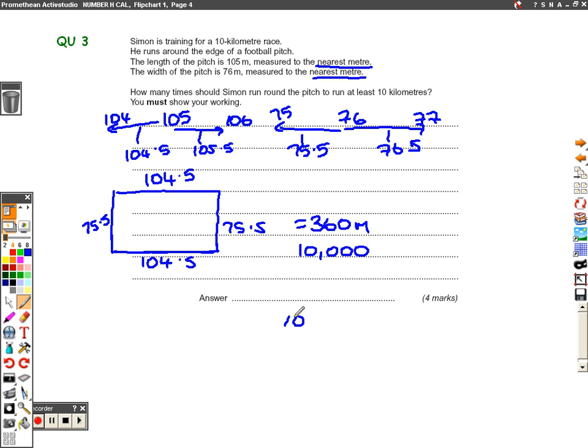Because 1 kilometre is 1,000 metres, we want 10,000 metres. Divide it by 360, which gives you 27.777, and it goes on and on. Now, if we just did 27, that wouldn't get us round as far as we need to go, so we need to do 28. It'll make us run over the 10,000, but at least we'll have done at least 10,000.